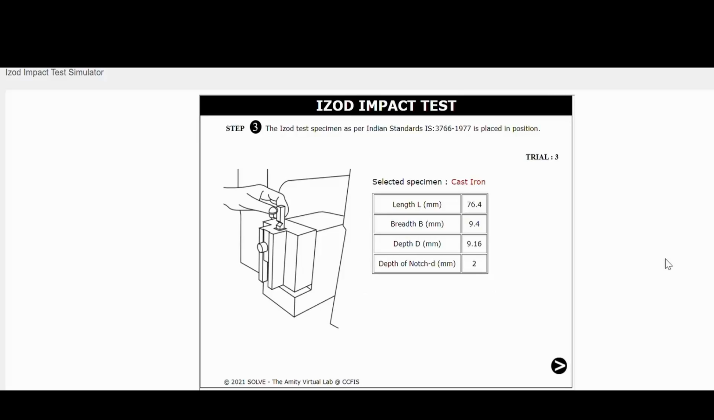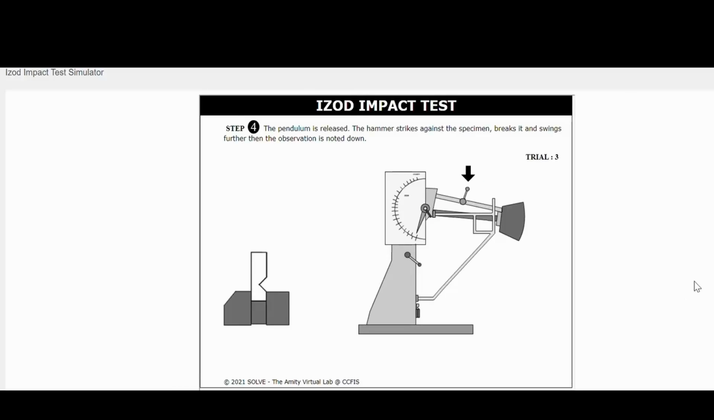Okay, for step 3 it is trial 3. The Izod test specimen as per Indian standard IS 3766-1977 is placed in position. Selected specimen is cast iron, and we get length L 76.4, breadth B is 9.4, depth D is 9.16, and lastly depth of notch D is 2.